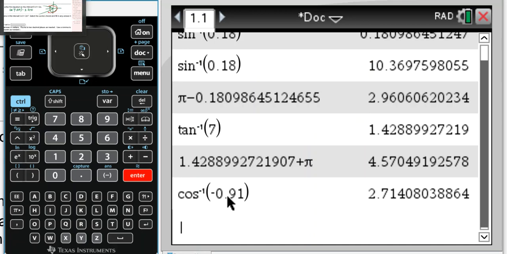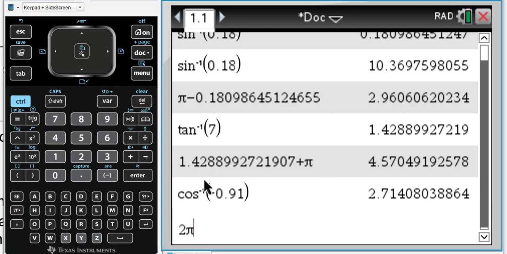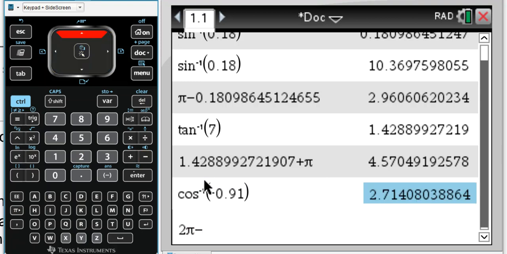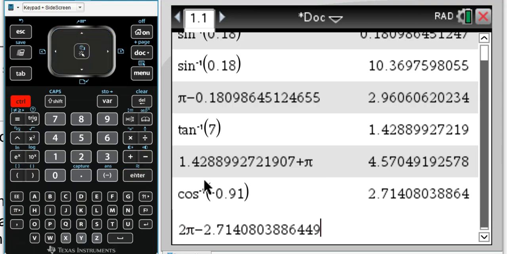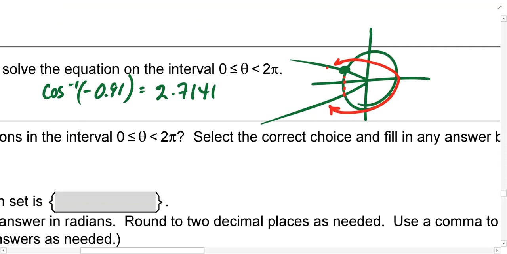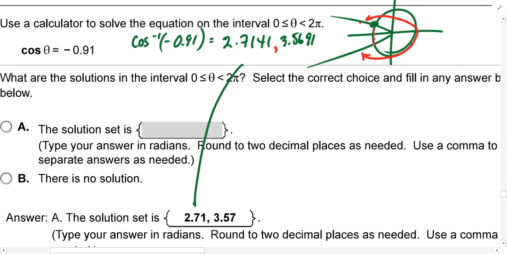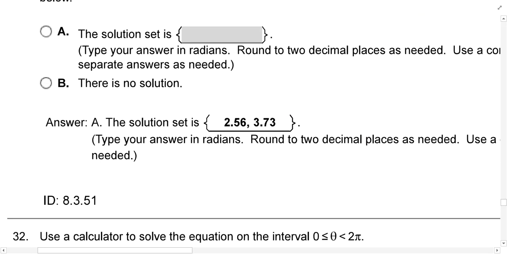So what I'm going to do to find that position is take 2 pi, a full rotation around the unit circle, and subtract 2.71. This will get me back to that position. And I'll know that the other solution is 3.5691. So those two angle measures have now been identified, and when rounded to 2 decimal places as instructed, we see the solutions that are presented by MathXL.